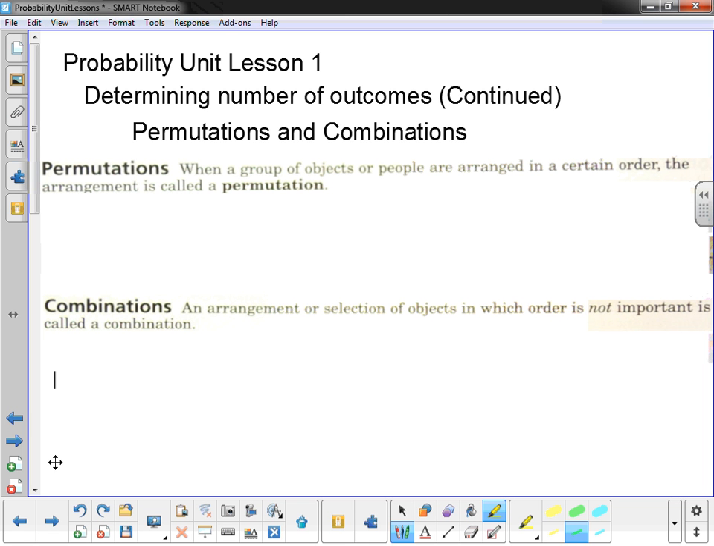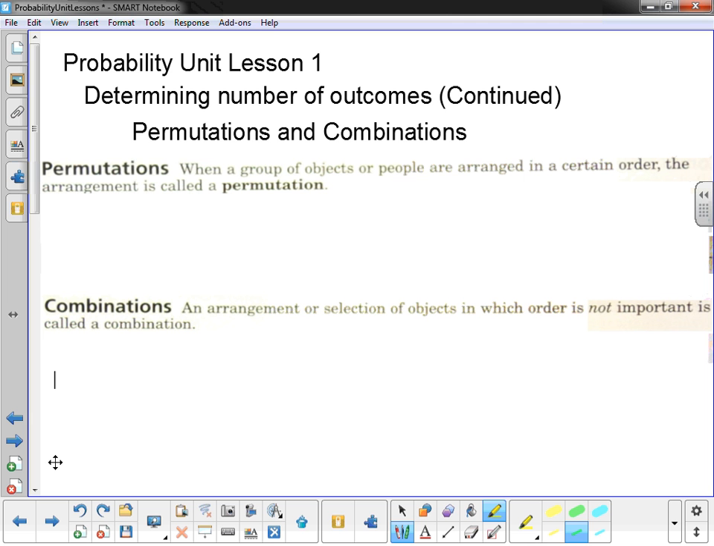So, let's take it this way. Let's say you have your class and you're going to elect officers. Is that a permutation or a combination? Well, if you're going to select officers, that means a certain person is going to be president and another person is going to be vice president. So that is a permutation. But let's say we took your class and you're just going to form a prom committee or a float committee. Well, it doesn't matter who's on that committee or what order they get on it. That's a combination. The order didn't matter.